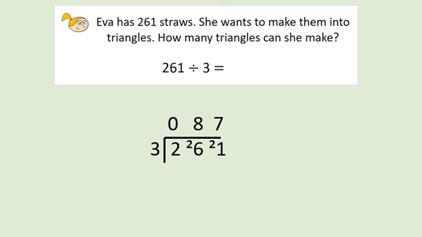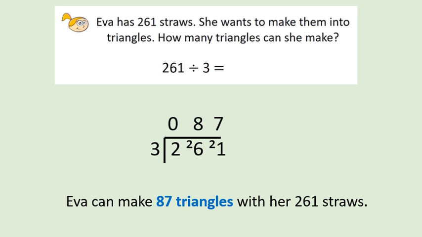3, 6, 9, 12, 15, 18, 21, 24. I'm going to stop there because the next number would be too many. That went in 8 times, leaving me with 2 left over. I have carried my 2 10s onto the next column. Now, how many 3s go into 21? Let's count. 3, 6, 9, 12, 15, 18, 21. 3 goes into 21 7 times. This means that Eva can make 87 triangles with her 261 straws.